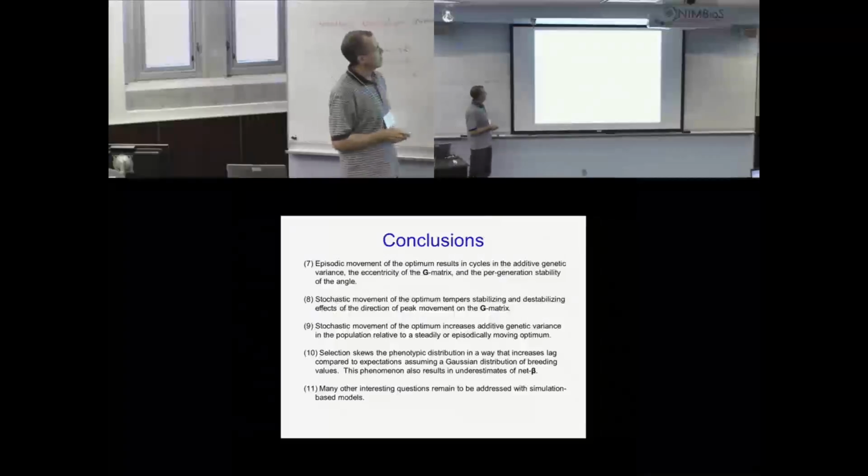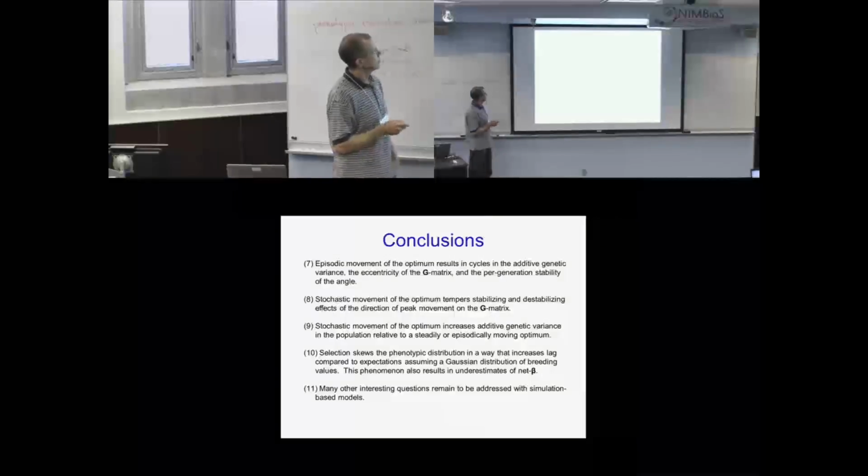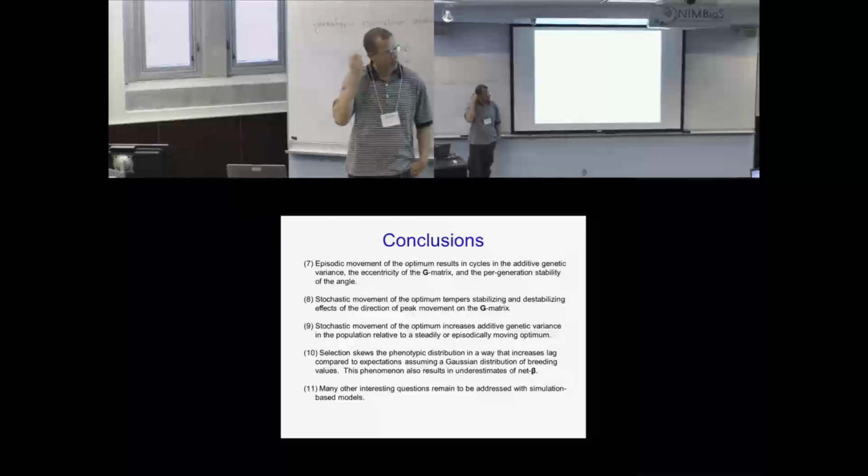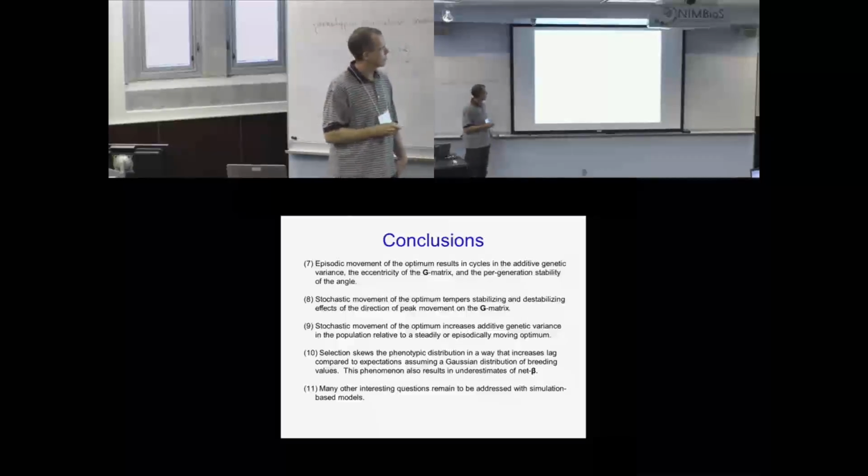All right. So the last few conclusions on episodically moving optimums. Episodic movement causes these cycles of changes in the additive genetic variance, the eccentricity, and the stability of the angle. Like I said, stochastic movement tempers stabilizing and destabilizing effects of the direction of peak movement on the G matrix. Stochastic movement actually increases the genetic variance relative to a steadily or episodically moving optimum. I didn't say that before, but that's one result.